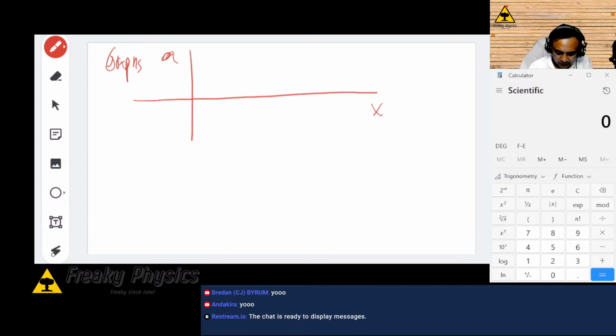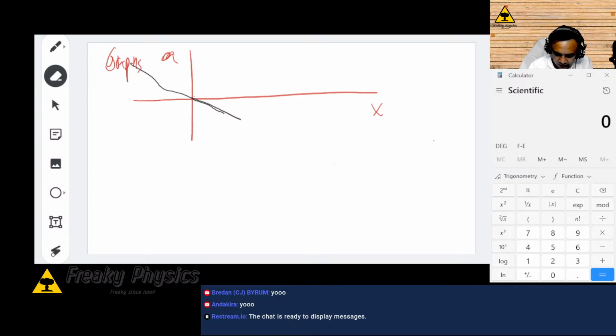As x increases, acceleration increases but negatively, right? So as x increases but negatively would be here, so something like that, right? And of course, if your x is negative, then your a is positive. So this is how the graph of a simple harmonic oscillator looks like.